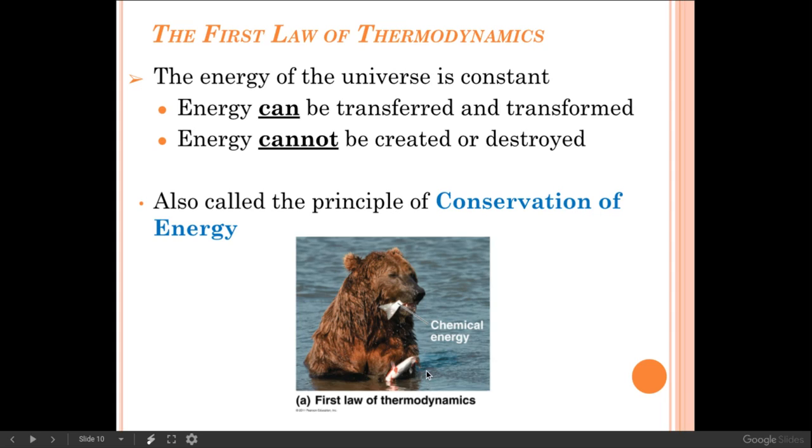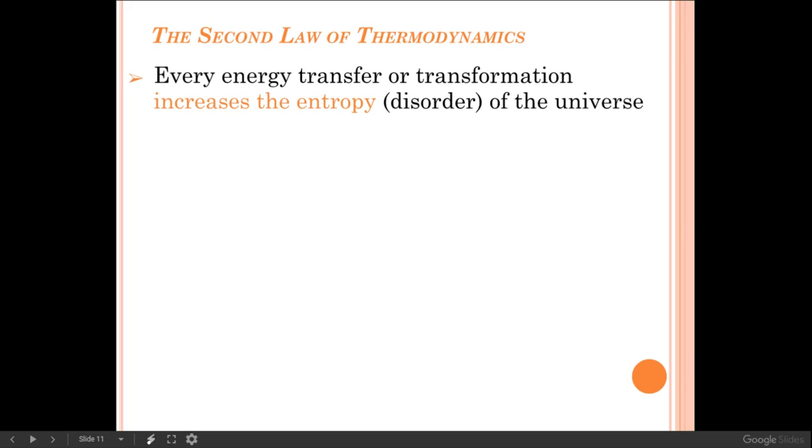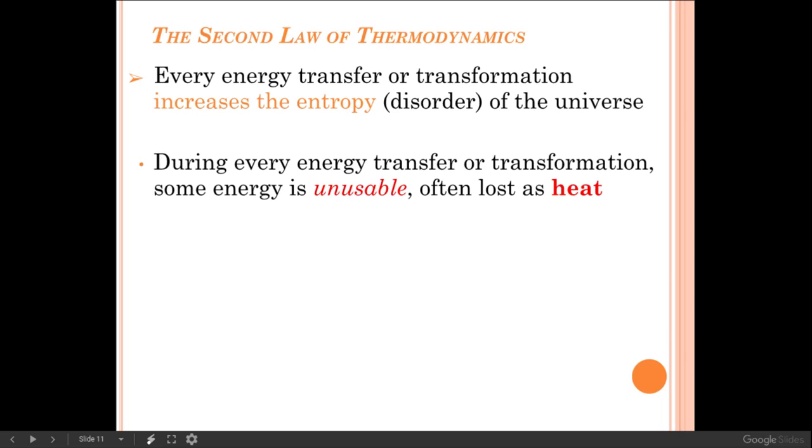So the first law of thermodynamics states that we can transfer energy from, for example, this fish, that is chemical energy, into this bear, but it's not being created, it's not being destroyed, it is just being transformed. Well, the second law of thermodynamics states that every energy transfer or transformation increases the entropy or disorder of the universe. So we're increasing the chaos within the universe, the lack of organization, the lack of order, the lack of usable energy. So during every energy transfer or transformation, some energy is unusable and is lost as heat.